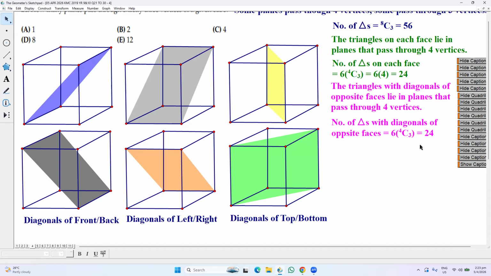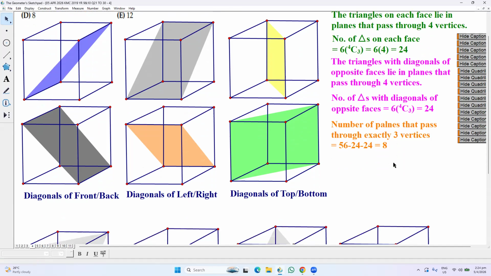We can see that there are no more 4-vertex ones like that, either on the face or on the diagonal of opposite faces. So we have 56 minus 24 minus 24 minus 48 is 8. The answer is 8. But this is only one way of doing it. We count all the triangles and subtract those that have 4 vertices. So remaining will be only the 3-vertex ones.